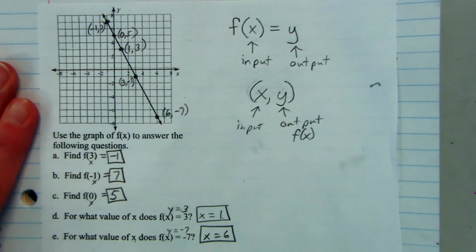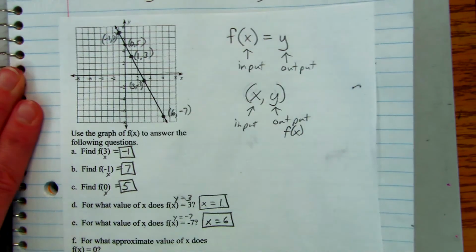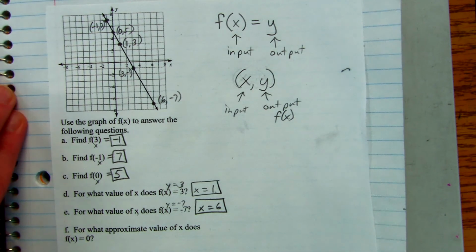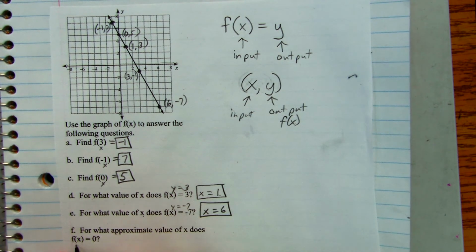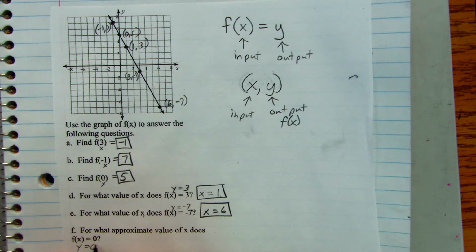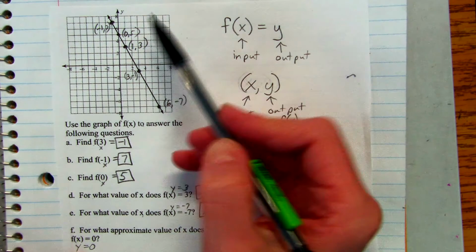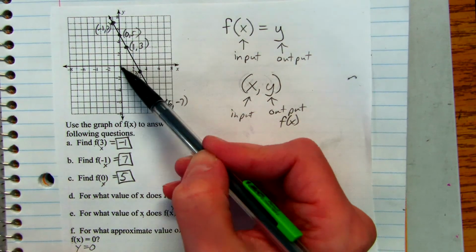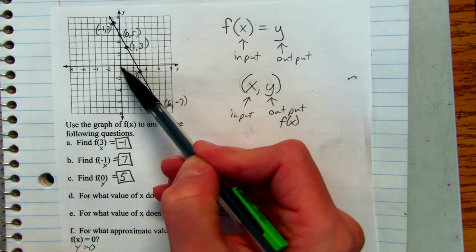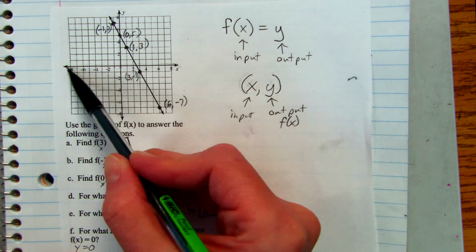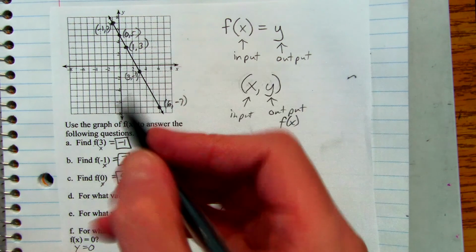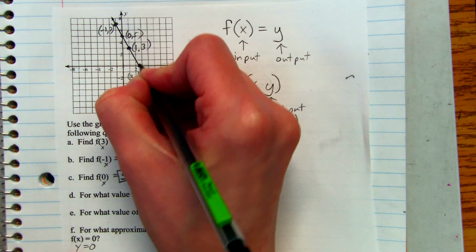And there's one more. I'm going to zoom out so we can see the graph and the question. For what approximate value of x does f of x equal 0? So you have to remember that f of x is a fancy way of saying y. So I have to go to the y-axis to 0, which basically means where is it going to cross the x-axis? So that would be about right here.